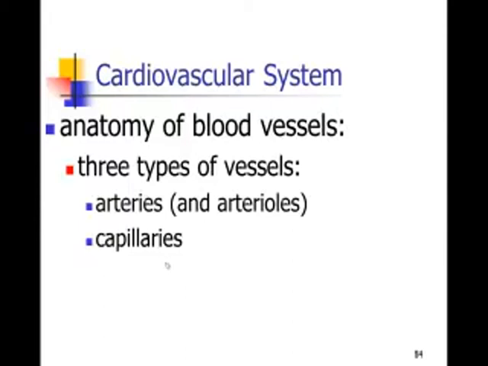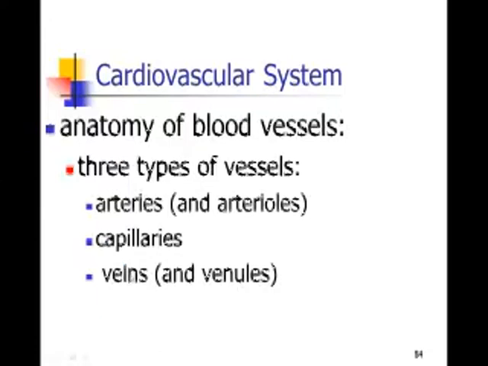Capillaries would be way out at the end. That would be where the leaves would be, and those capillaries are tiny, microscopic. Okay. Then coming back, we have sort of the reverse trend. We start with really small, and then they get gradually larger and larger and larger. Capillaries drain into the venules, which means little veins, and then venules drain into the veins.